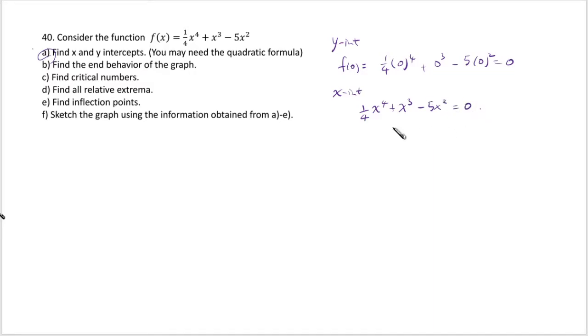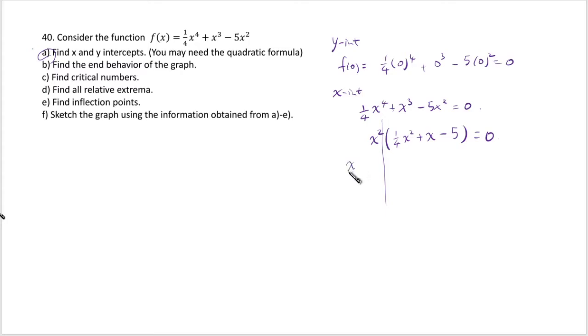Set that equal to 0. I see that this gets factored as x squared. So if you factor an x squared out, you get 1/4 x squared plus x minus 5 equal to 0. Okay?